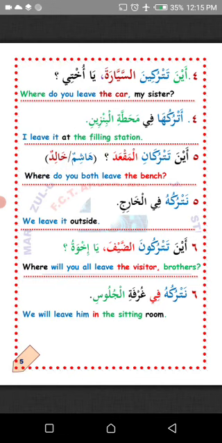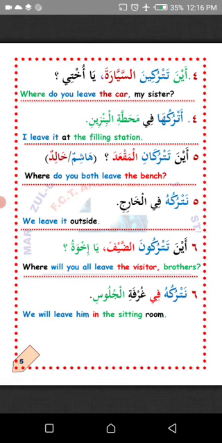Number 5. أين تتركان المقعد؟ Where do you both leave the bench? Talking to Hashim and Khalid. Now the answer. نتركه في الخارج. We leave it outside.